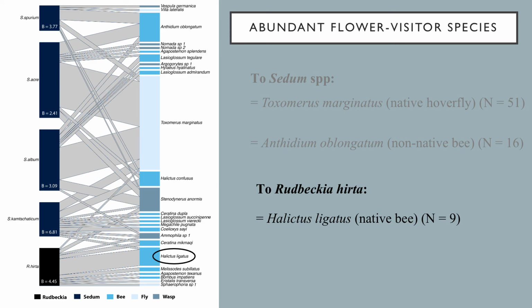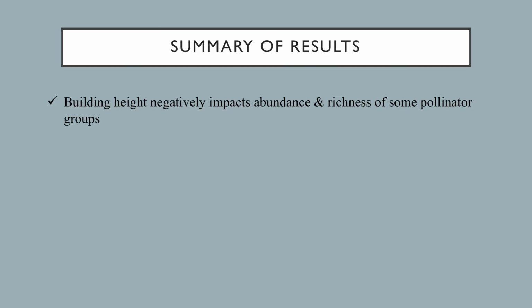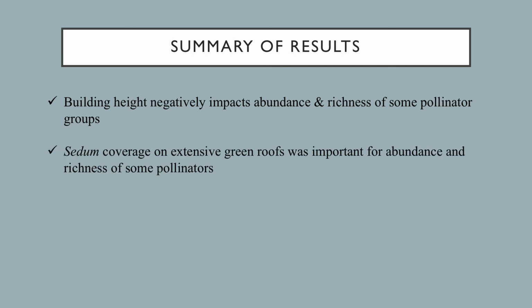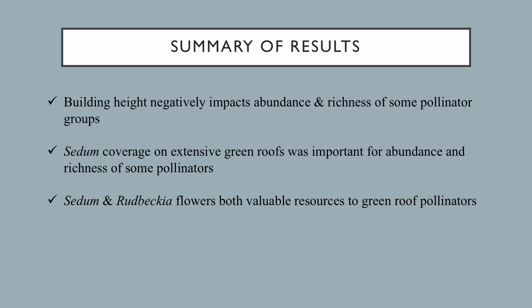In all, we found building height negatively impacted the abundance and richness of some pollinator groups that we studied. We found that sedum coverage, so the percent occupancy on extensive green roofs, was an important factor for the abundance and richness of some of our pollinators. We showed that sedum and Rudbeckia flowers were both valuable resources to green roof pollinators.